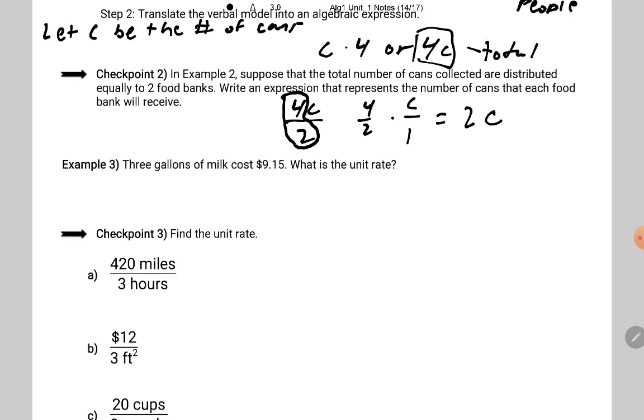Okay, example 3. 3 gallons of milk cost $9.15. What is the unit rate? So they want to know how much 1 gallon of milk costs. So 3 gallons cost $9.15. That means we take our $9.15 divided by 3.